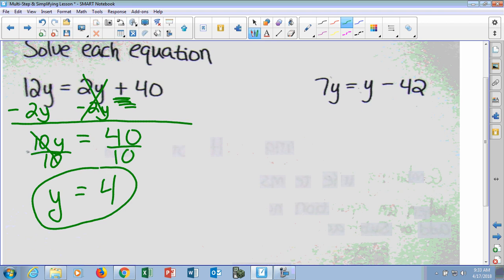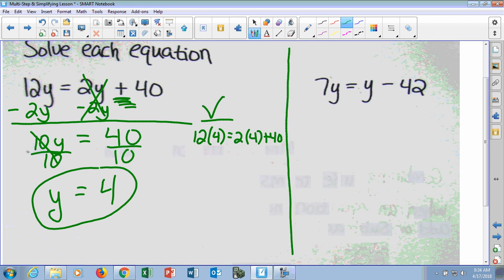Now, here's the cool thing about solving equations. You can actually check to see if you got the answer right. What you do is you take the 4 and replace the y with 4. So if you do the check, this will be 12 times 4 equals 2 times 4 plus 40. Let me draw a little line here so we don't get mixed up. So, what's 12 times 4? 48, good.